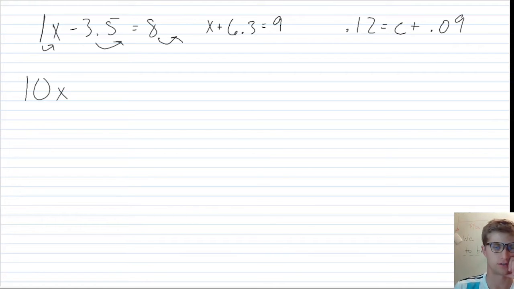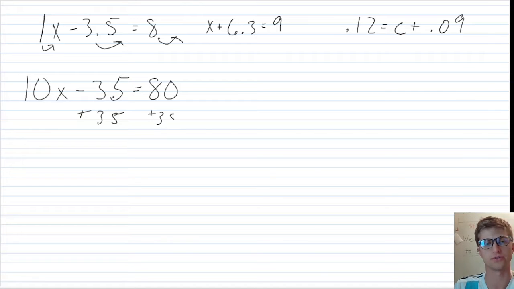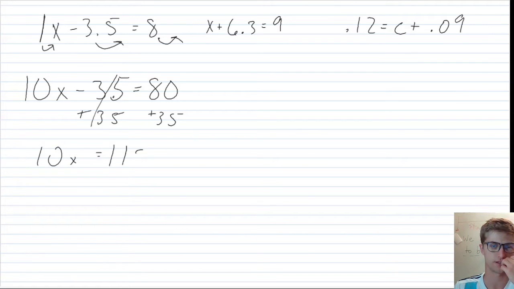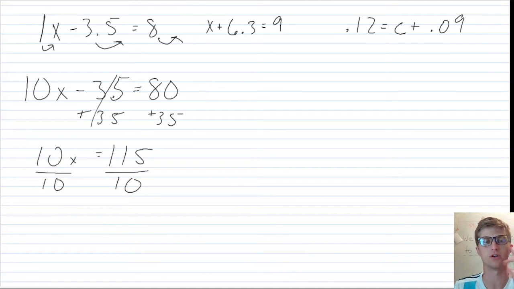So be very careful if you encounter a decimal with the variable. Alright, 10x minus 35 equals 85. The opposite of subtraction by 35 is addition by 35. What we do to one side, we'll do to the other. These cancel. We're left with 10x equals 100 and 15. Alright, x, the opposite of multiplying by 10 is dividing by 10. What we do to one side, we'll do to the other. And remember, if multiplication by 10 moves our decimal over to the right once, division by 10 moves our decimal over to the left once. So we got x equals 11.5.